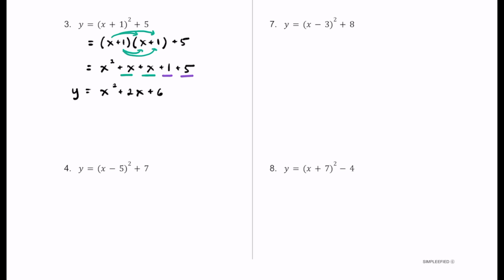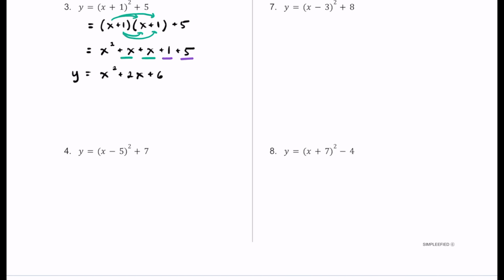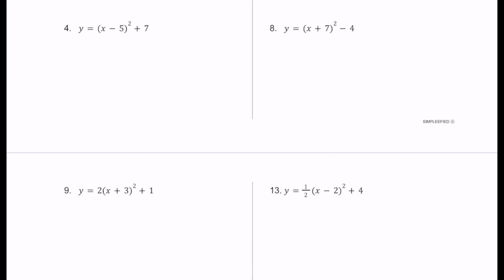A is equal to 1, b is equal to 2, and c is equal to 6. For number 4, we have y is equal to the quantity of x minus 5 squared plus 7. So let's go ahead and write this out. This means that we have x minus 5 written twice, so x minus 5 and another x minus 5. And then we're going to add 7 here at the end.